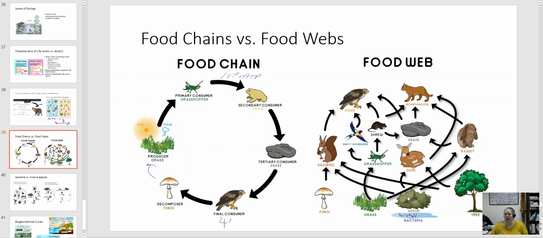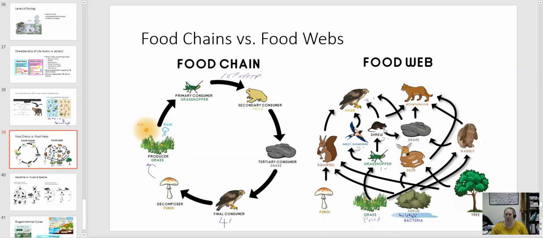When we look at a food web, it's a lot more complicated than that. If we go back to the grass, let's just look at the grass here. Again, this is our producer. Grasses are consumed by the grasshopper, which is primary, which is consumed by the shrew, which is secondary, which is consumed by the hawk, which is tertiary. If the grasshopper is consumed by the bird, the bird is secondary. If the bird is eaten by the hawk, the hawk is still tertiary.